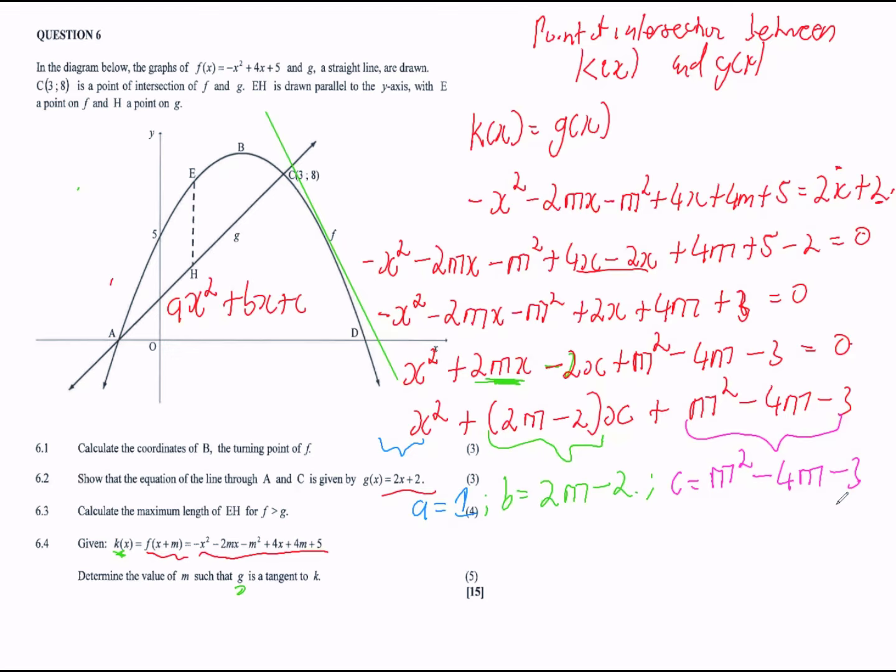We know that the graph and the tangent will only intercept once. If it intercepts once, it means it has one root. Now, according to our discriminant, if we have one root, that means our discriminant should be equal to 0. Discriminant, remember, is b squared minus 4ac. So my b squared minus 4ac should be equated to 0 because there is only one root.